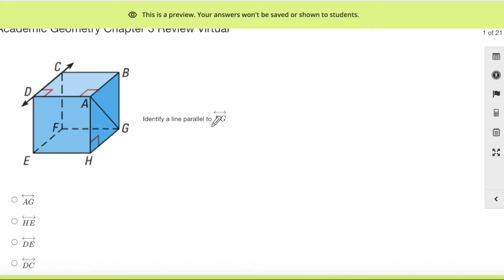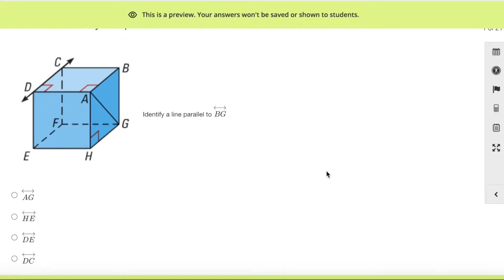Identify a line parallel to BG. Well, let's identify BG. BG is going straight up and down. Parallel cannot intersect. AG intersects. HE is right here. HE does not intersect but is not parallel. That is a skew line. All right. DE is right here. DE is going to be parallel to BG. So our answer for the first one is DE.